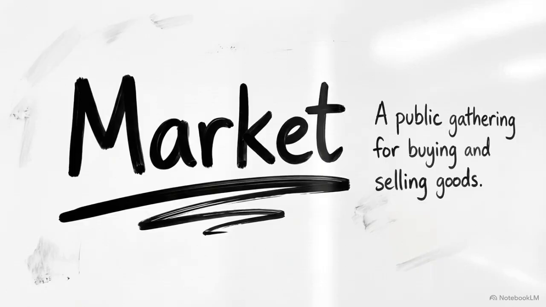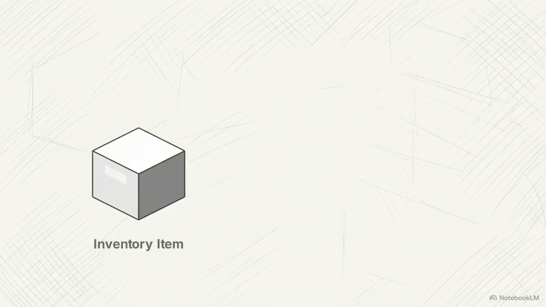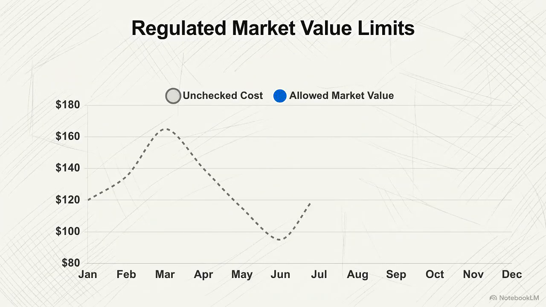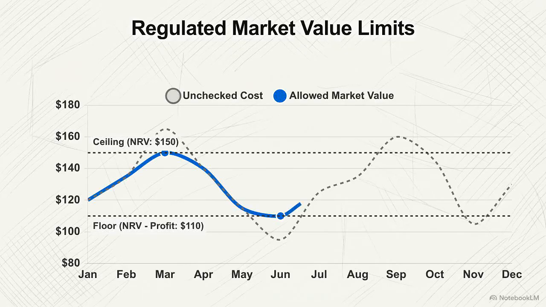Under the LCM framework, the term market has a specific definition. Its default starting point is current replacement cost, what it would cost the company to purchase or reproduce that exact inventory item today. However, unchecked replacement costs fluctuate wildly, so regulators impose strict mathematical limitations to prevent earnings manipulation.